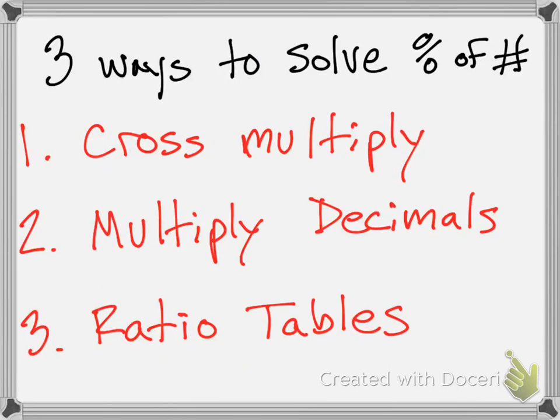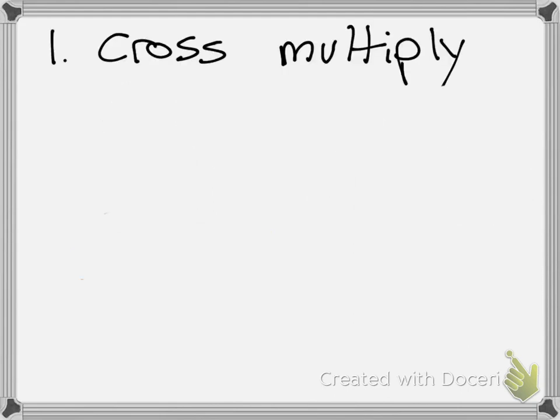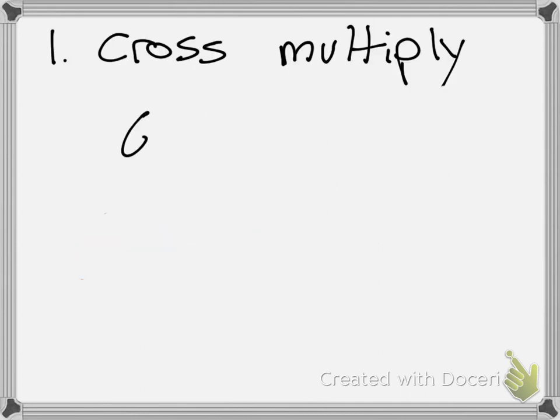So there are 3 ways to find the percent of a given number. We can cross multiply, multiply with decimals, or do ratio tables. Let's look at this problem. We've got 6% of 95. Let's do this with cross multiplying. So whenever we have a percent, it's always over 100. So we've got 6 over 100. We want to make an equivalent fraction so we can solve the number.